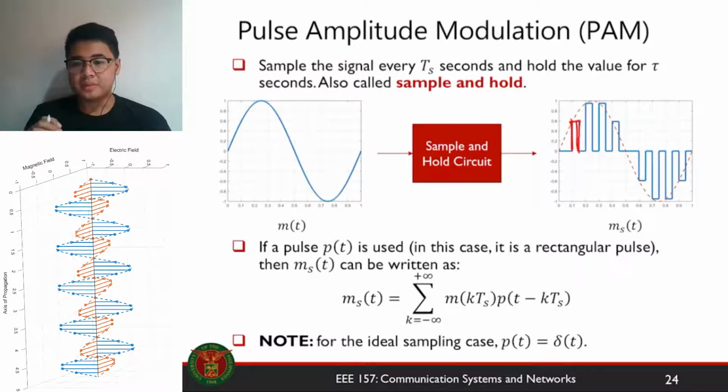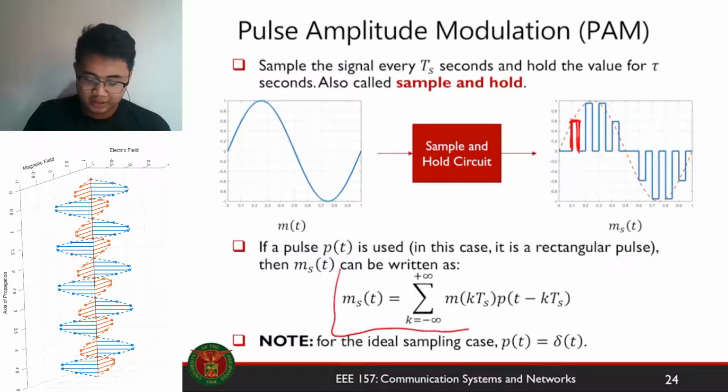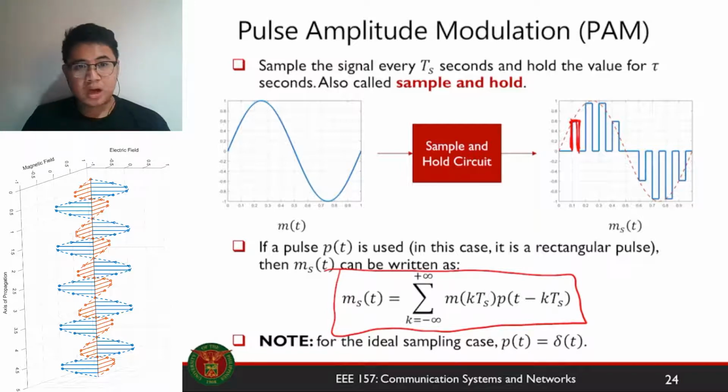Okay. So pulse amplitude modulation, on the other hand, holds the value until the pulse signal goes back to zero. Okay. For your sample and hold signal, or pulse amplitude modulated signal, or PAM signal, your sampled signal can be written in this form. Okay, similar to how we wrote the ideal sampling case.